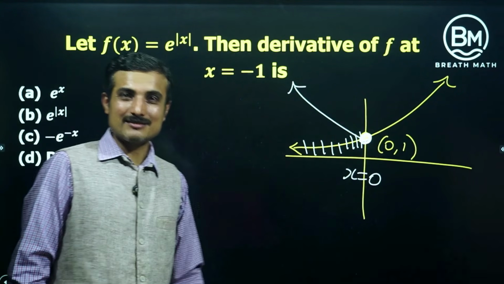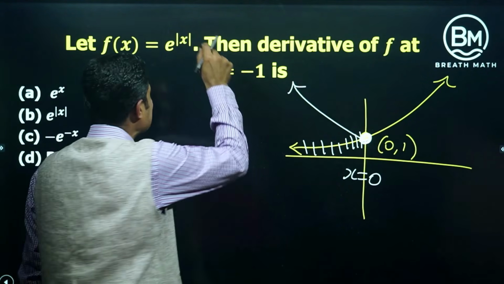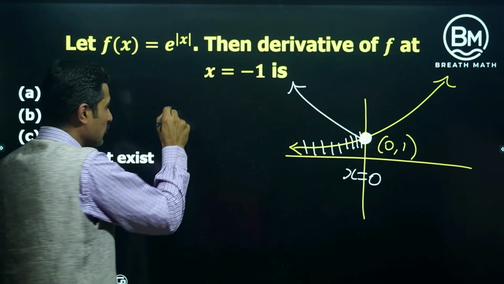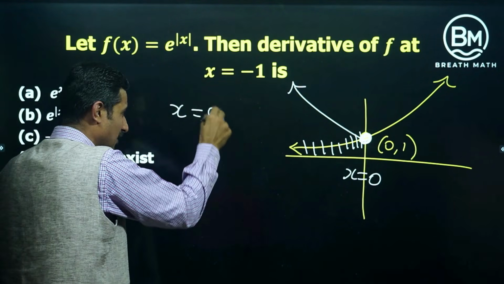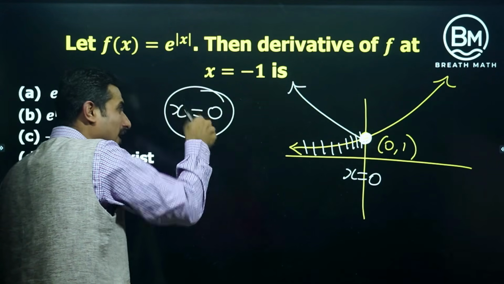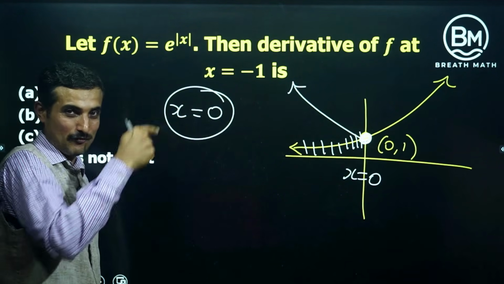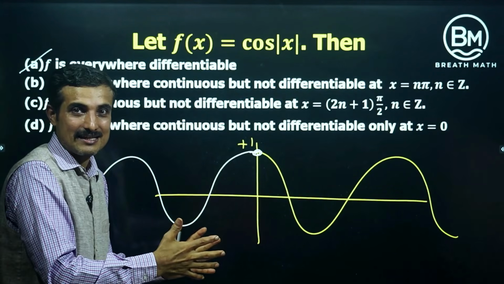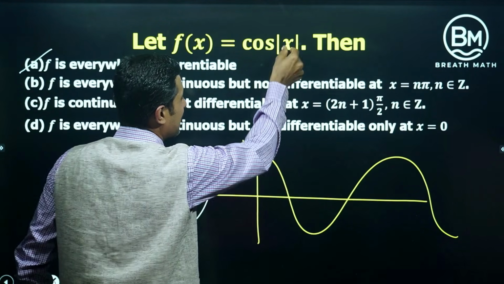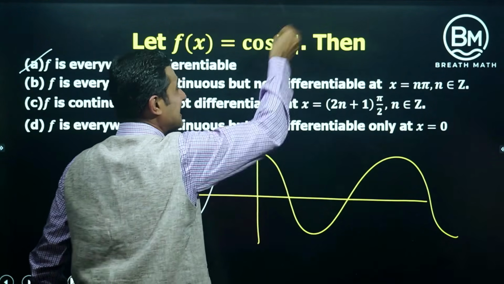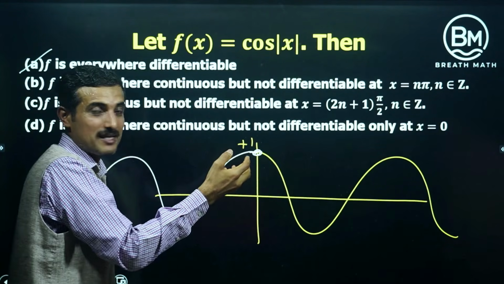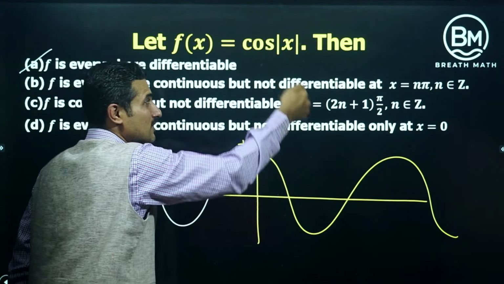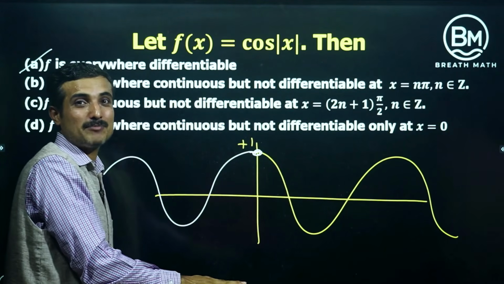Till here, what you learned? Anything sitting inside the absolute value function, you equate that term to 0. You realize that at that point, function is not differentiable. Exceptional case was this. In this case, if you simply take the term sitting inside the absolute value function and equate it to 0, at x equal to 0, function is differentiable.